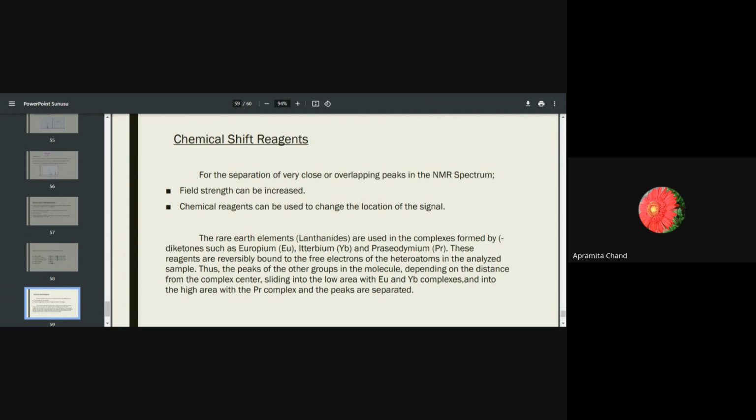So what are these chemical shift reagents? Those are rare earth elements. Okay, rare earth elements like lanthanides, and these are used in the complexes formed by diketones such as europium, ytterbium, praseodymium. Okay? And these reagents are reversibly bound to the free electrons of the heteroatoms. So the peaks of the other groups in the molecule, depending on the distance from the complex center, will slide into a low area with europium and ytterbium complexes, and high area में चले जाएंगे with the praseodymium complex, and so the peaks will be separated.